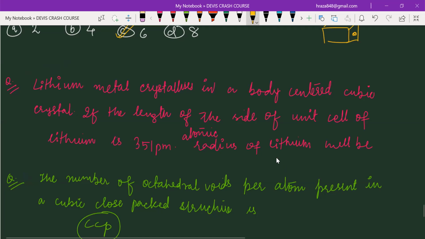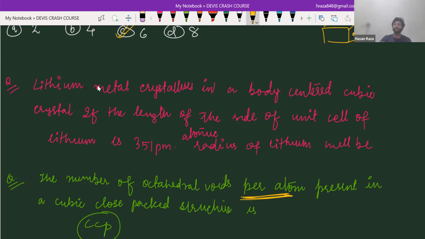We are talking about per atom. Okay, per atom, so 1? Yes, it is one. Beware of the terms. The total number of octahedral voids is 4, but we are talking about per atom. Per atom it will be 1, right? Okay, yes.